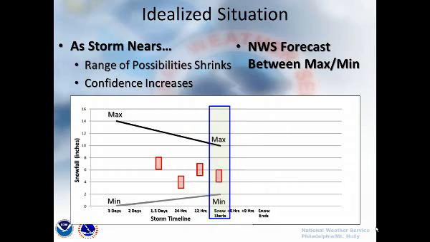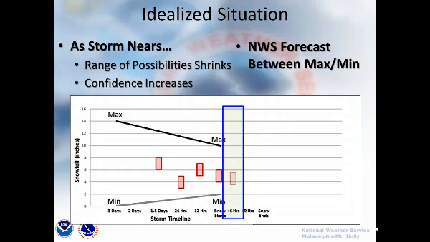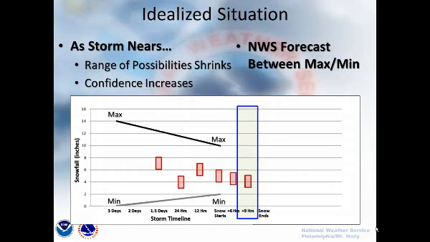Then, once the snow begins to fall, the goalposts go away. There is no longer a potential maximum and potential minimum map generated by the National Weather Service. It will just be the deterministic forecast developed by the forecaster. And that will continue and be updated as often as needed until the snow ends.